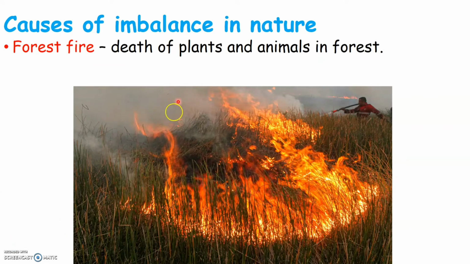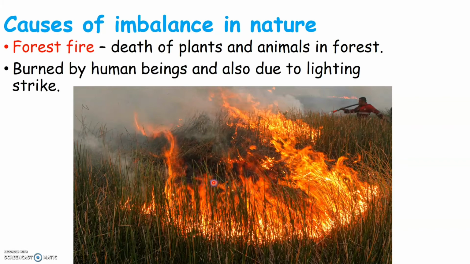So as you can see here in the picture, this is a picture of forest fire. Now this forest fire can also lead to death of plants and animals that are living in the forest. Now how do you think these forest fires can occur? Forest fires generally occur by two methods.